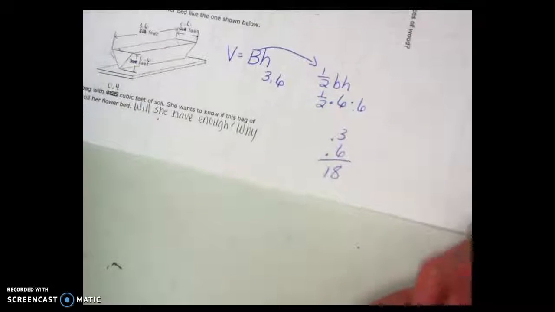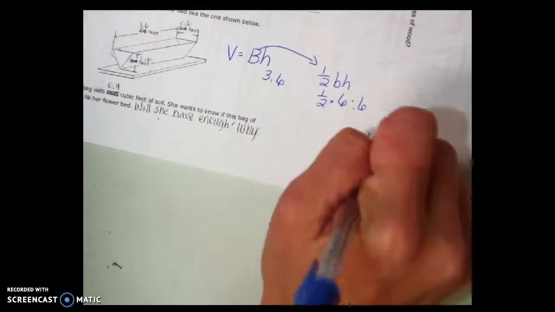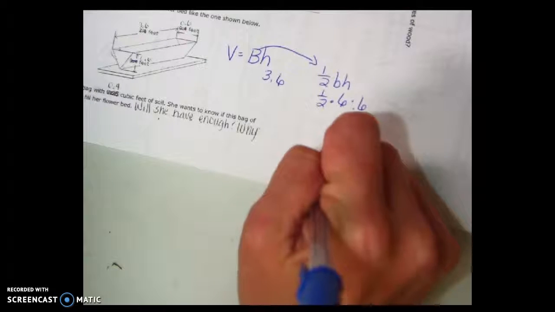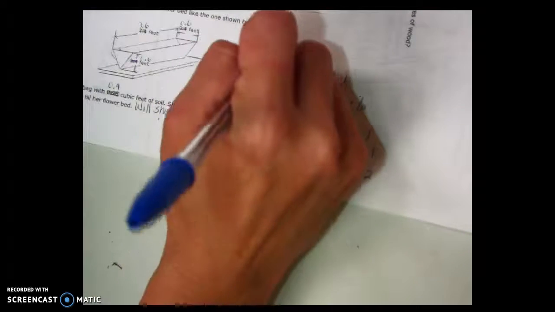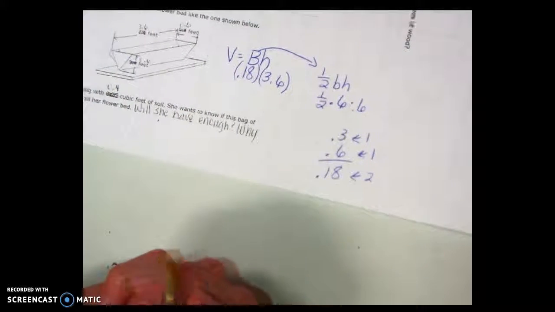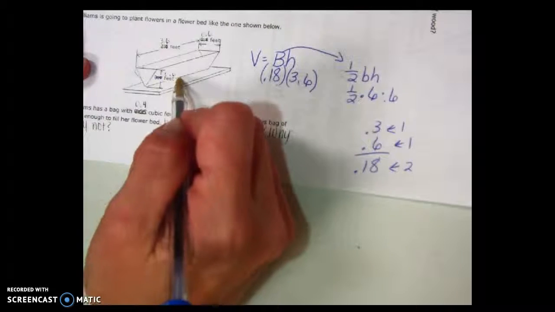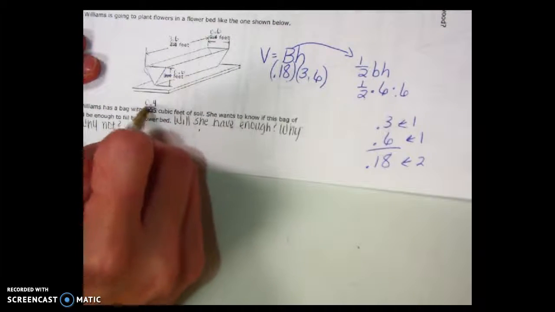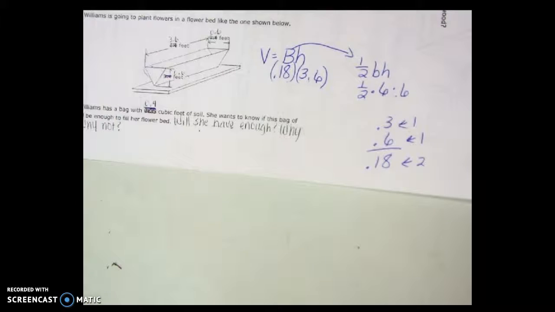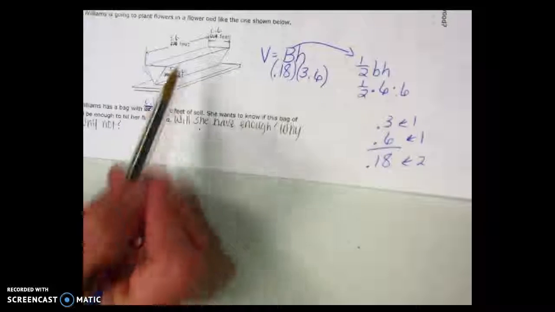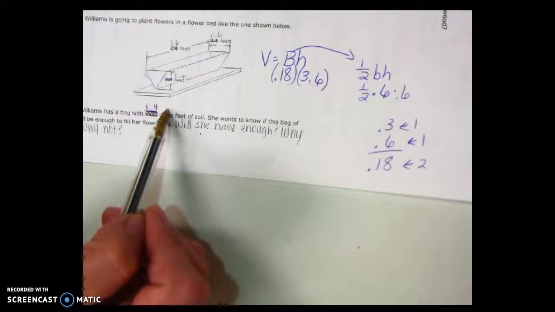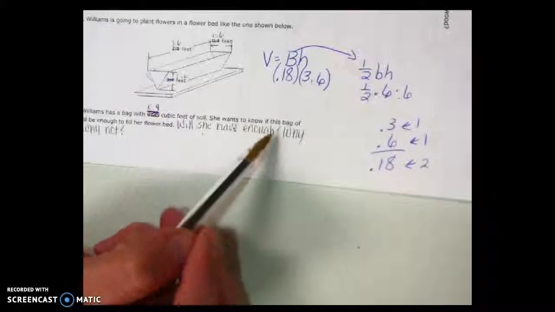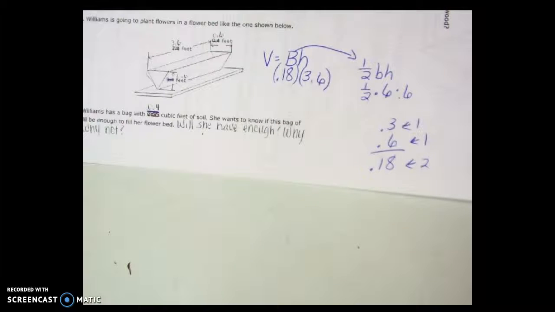You have two numbers to the right of the decimal point. You have one there and one there, so your answer needs 2. So this part is 0.18 times 3.6. So multiply that, and that is your volume. Now, if your number is more than 4/10, then she does not have enough soil to fill this up. If your answer here is less than 4/10, then yes, she has enough, because she would have more soil than she needs. Whatever you get here is how much soil she needs.